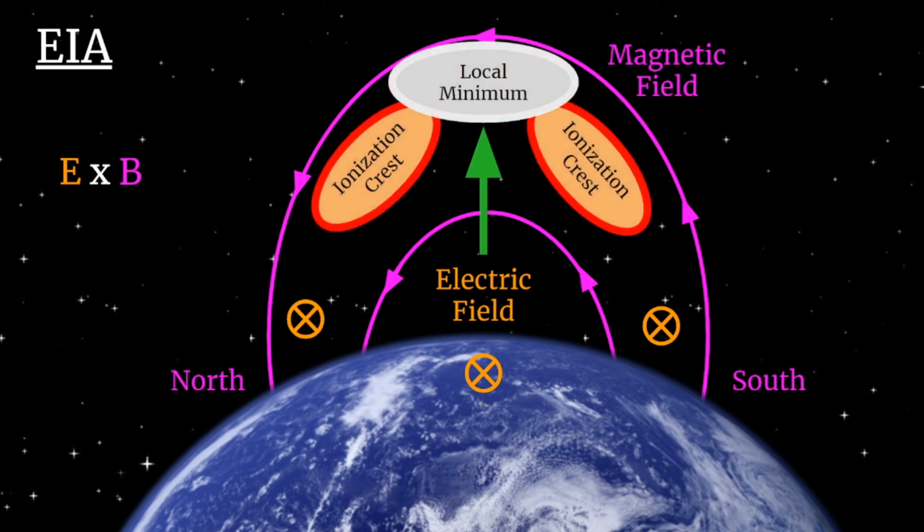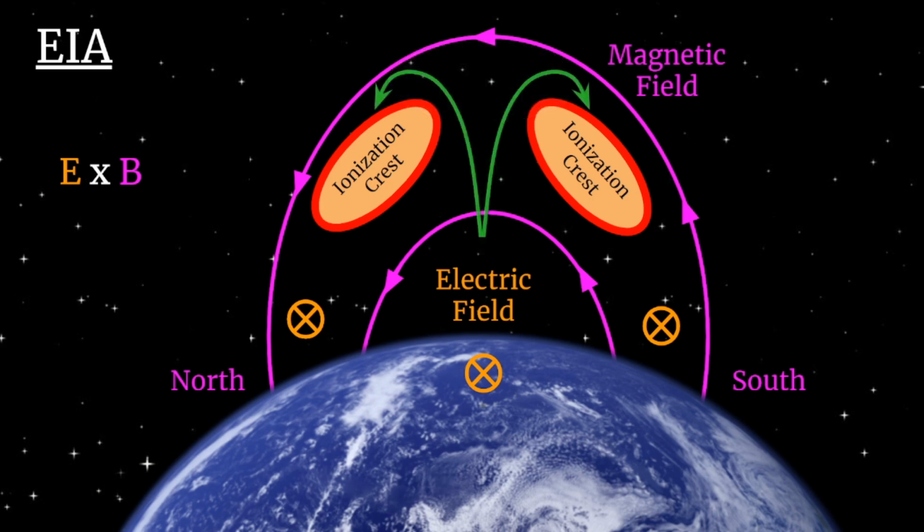The diffusion along magnetic field lines yields 2 crests with maximum ionization density around plus or minus 15 degrees magnetic latitude, with a local minimum at the magnetic equator. The plasma flow, which mimics the curve of a fountain, is known as the fountain effect and leads to the dual band of enhanced plasma density on either side of the magnetic equator, that is referred to as the EIA.